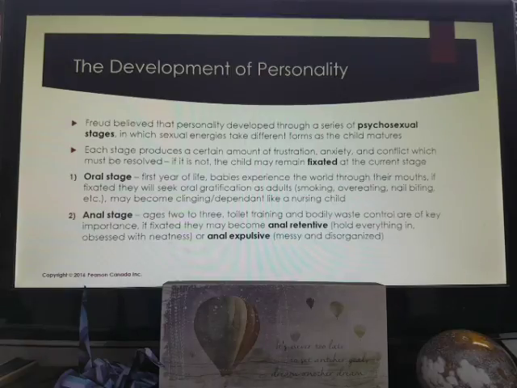The second psychosexual stage was the anal stage. The anal stage lasts from about ages 2 to 3. At this point, toilet training and bodily waste control are of key importance to the child. They must learn how to use the bathroom and control their urges to excrete their bodily waste, to keep it to that contained area of the toilet. If they become fixated at this stage, they may become one of two things: either anal retentive, which is someone who holds everything in and is obsessed with neatness, or anal expulsive, which is someone who is the exact opposite. They're very messy and disorganized.